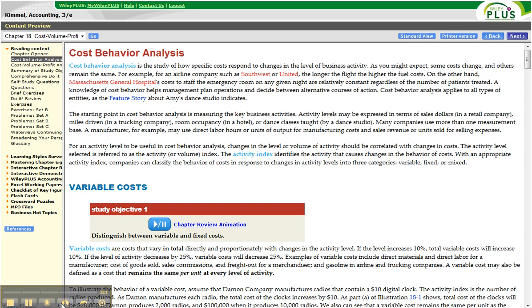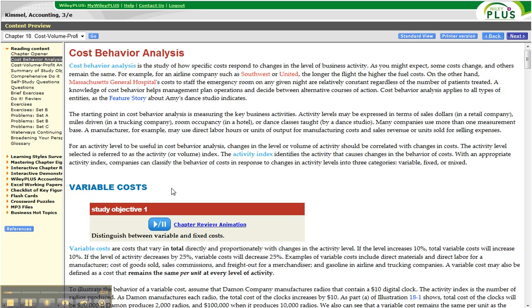Chapter 18 is called Cost, Volume, Profit because it starts to analyze how costs and the amount of units you produce and overall profit are interrelated. So, as certain costs move in certain directions, that affects profit. As the amount of units you produce changes, that affects profit. So it gets at a lot of these different relationships.